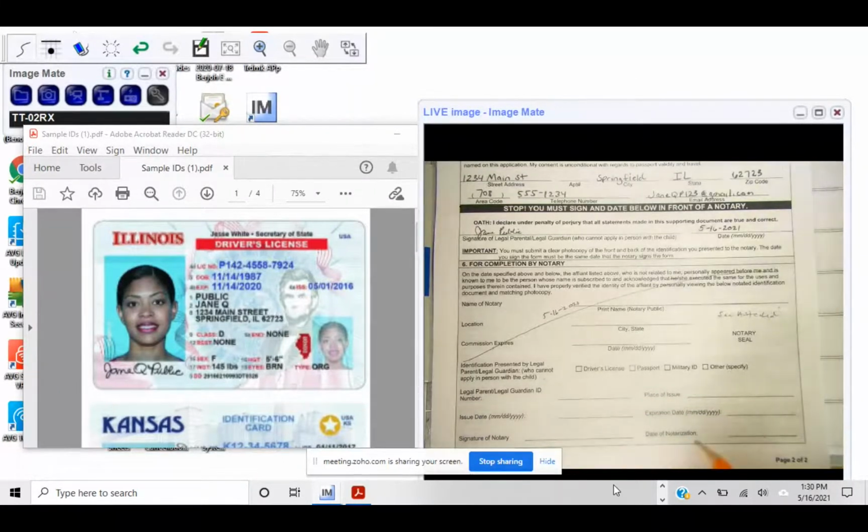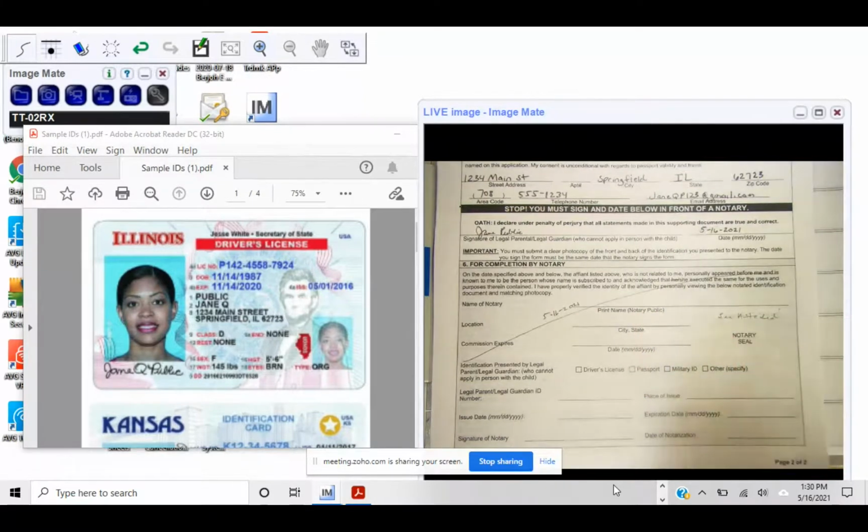I will sign and do my date of notarization, but the certificate still does not match the state requirements. So I will go ahead and write see attached certificate.